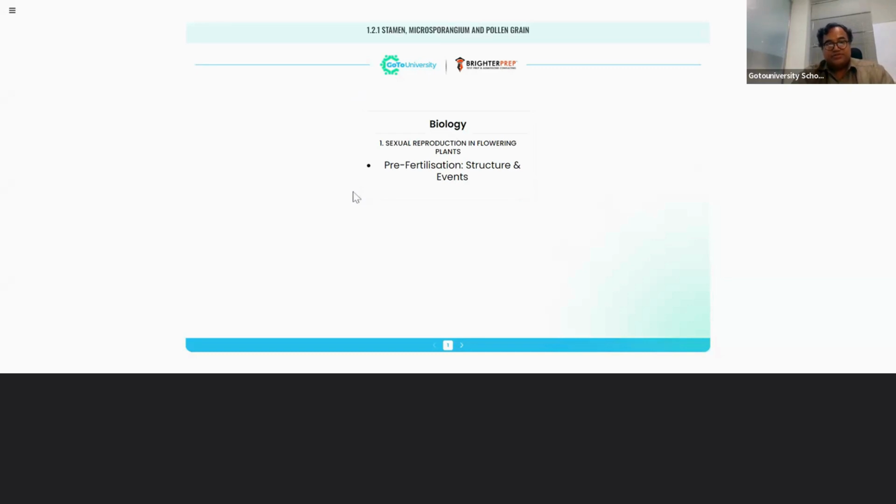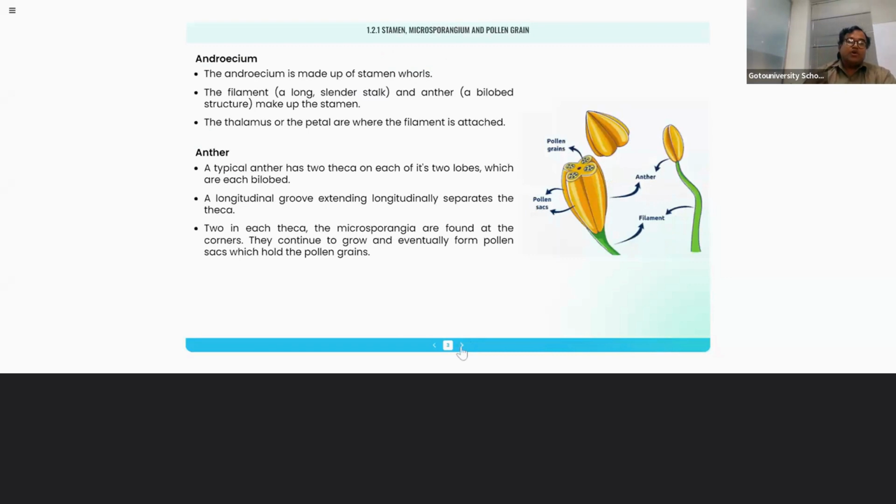Okay, in the pre-fertilization structure, what we are going to discuss is basically the androecium, how it is organized, right? The androecium is made up of stamens that are present in n number. The filament and anther are the parts of the stamen that we already narrated for you, right?